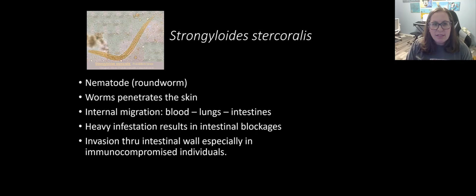Strongyloides stercoralis is the next one, and again, this is part of the nematode group. It's going to be where the worms will penetrate the skin. They then migrate through the blood to your lungs and then ultimately your intestines. Heavy infestation does result in intestinal blockage like we saw before, and invasion through the intestinal wall, especially in immunocompromised individuals, will occur, where we see that it'll actually rupture the intestinal wall.